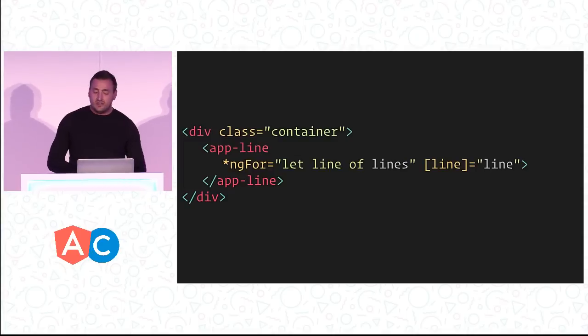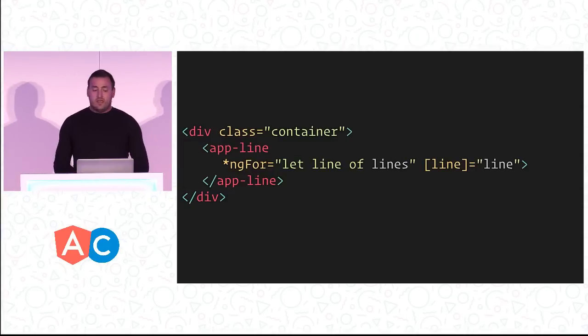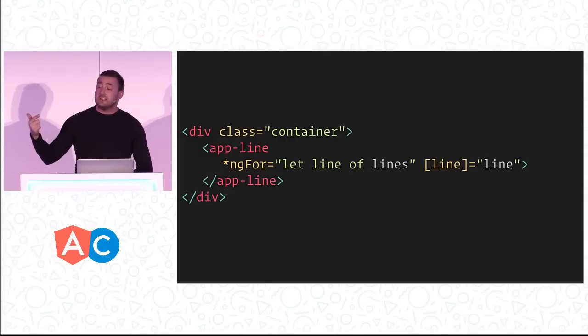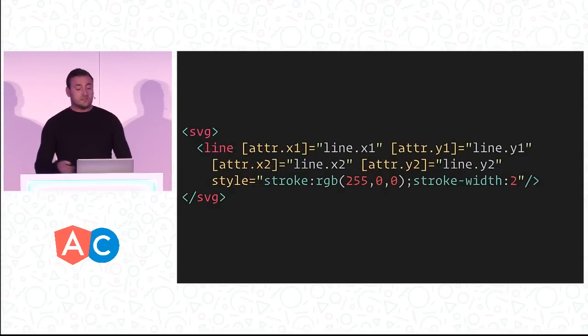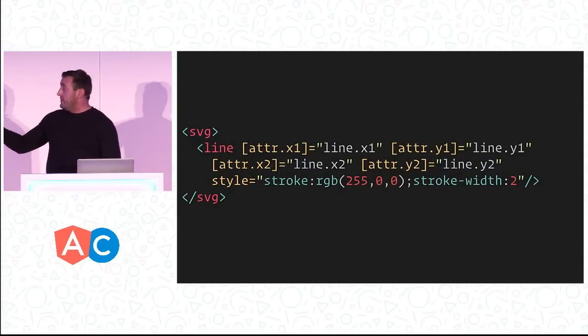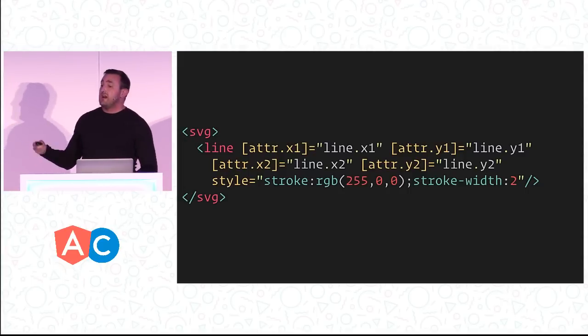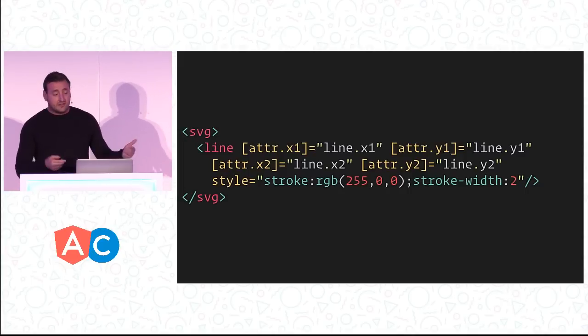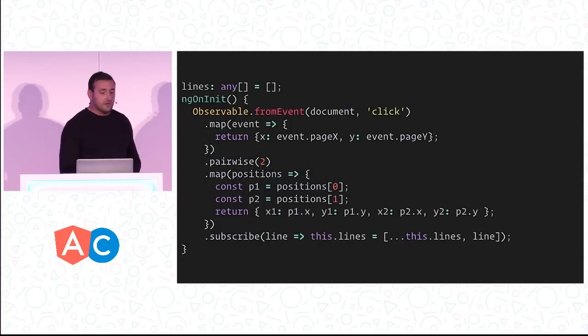So what we have here is a line component that we're iterating over, and we're iterating over the lines collection, and we're adding it to the stage. Then within the line component, we have an SVG line that we're mapping the attributes to this line object that we're passing in. So this is Angular 2, 101, and now we have the code.